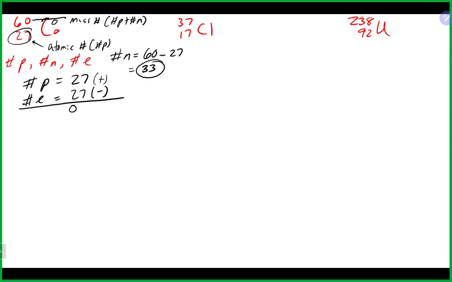Looking at the next one, once again, we do not see anything written here, so we could assume that it is neutral. We're going to go number of protons, which is our atomic number, which is 17, that we could get from the periodic table.